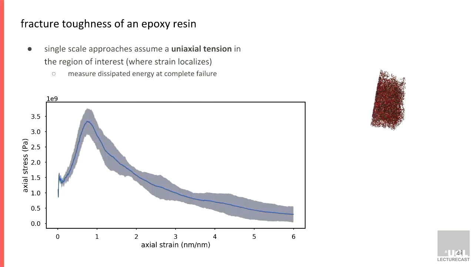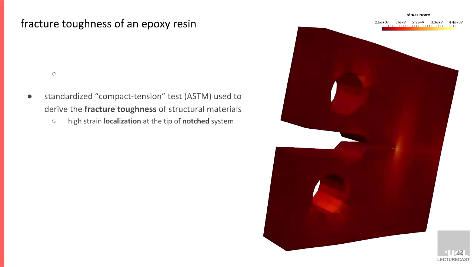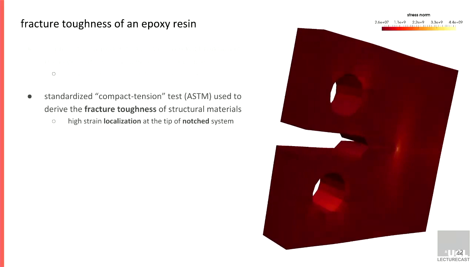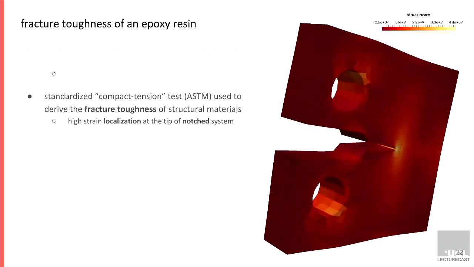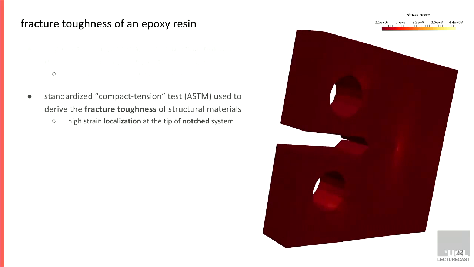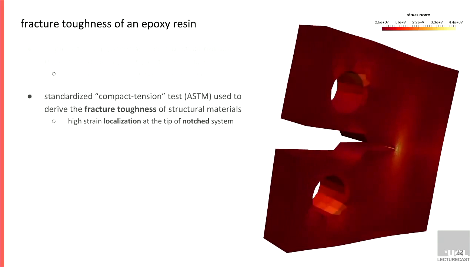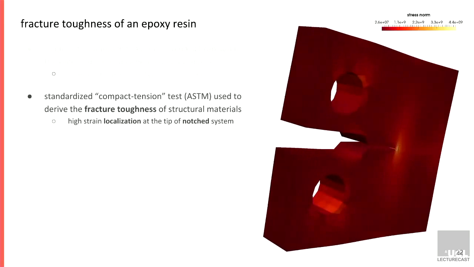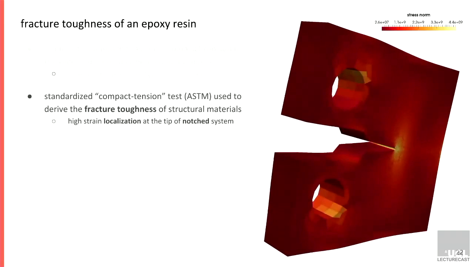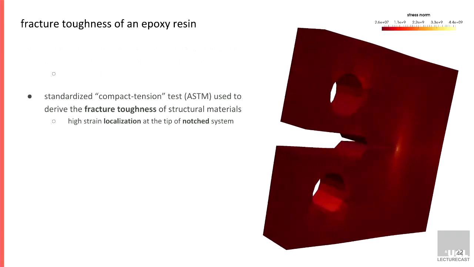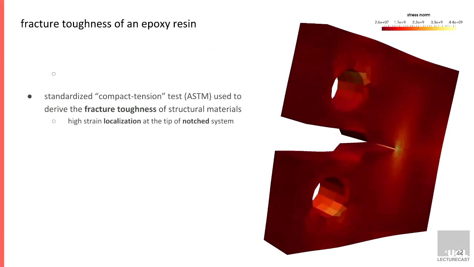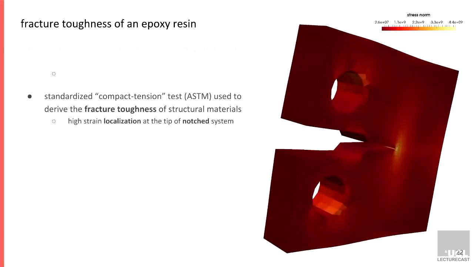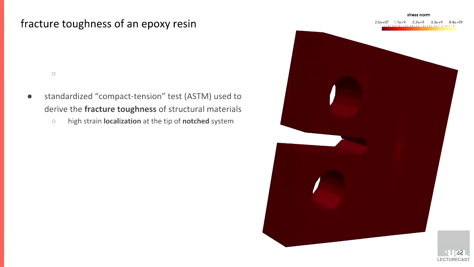From that you move to a multiscale approach where you use at the macro scale the setup used in engineering tests. This is called the compact tension test. You have a specimen with two holes, pre-notched up to there, and then they pull vertically on it and the crack propagates. What they measure is the energy to break the two pieces apart, and that's how they derive the parameters they use in their finite element model to do some structural engineering.